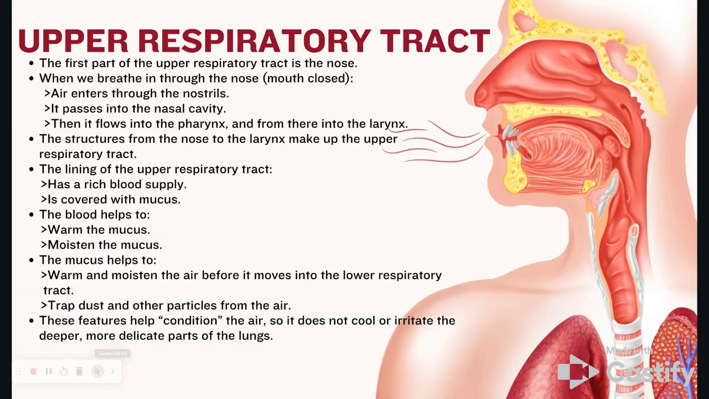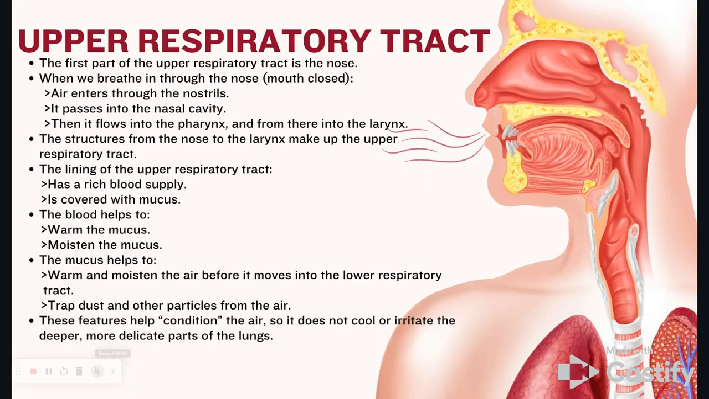From your nose all the way down to your larynx is the upper respiratory tract. Okay? Now, what lines these respiratory tracts, or what do we have to know about this? There's two things I want you to know. It has a rich blood supply, and it's covered with mucus. Okay? Now, we're going to discuss each one and why it's important.